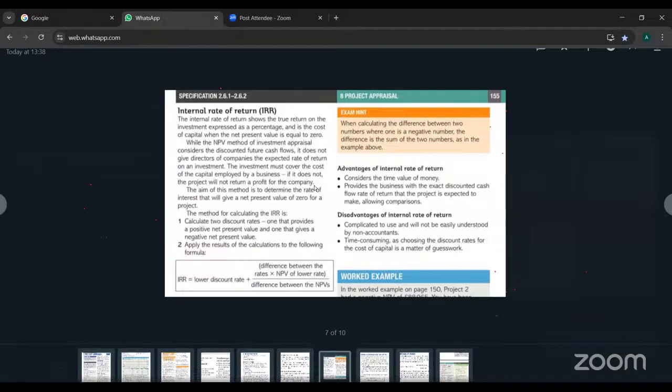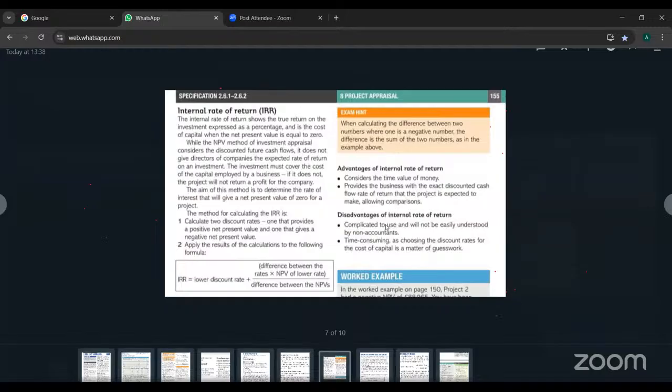It considers the time value of money. NPV is also the same. I explained time value of money, right? And it provides the business with the exact discounted cash flow rate of return that the project is expected to make, allowing comparisons. So the businesses can compare them.